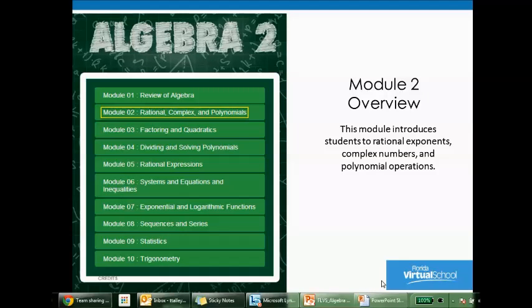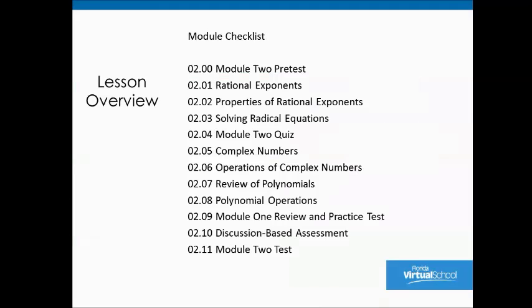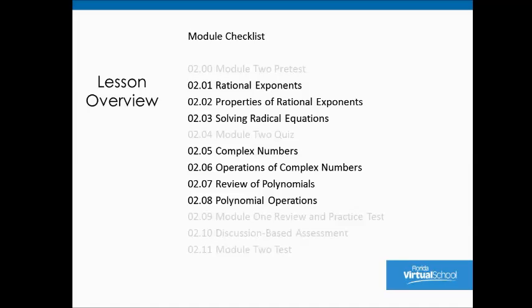Okay, on to Module 2. This module introduces students to rational exponents, complex numbers, and polynomial operations. The module checklist is as follows, 2.00 all the way through 2.11. They are responsible for new information in 2.01, 2.02, 2.03, 2.05, 2.06, 2.07, and 2.08.